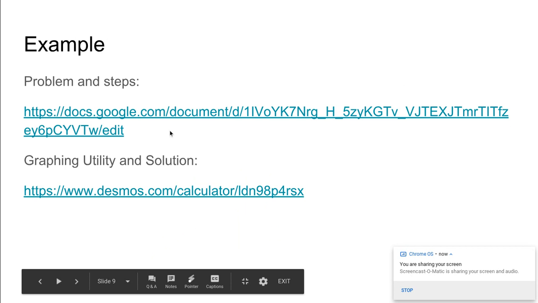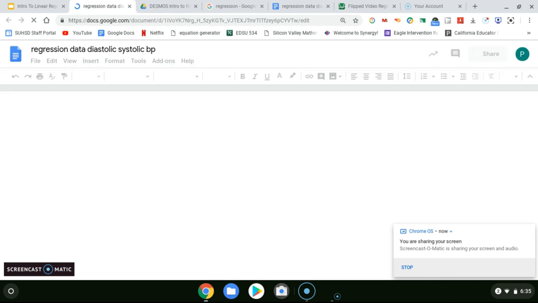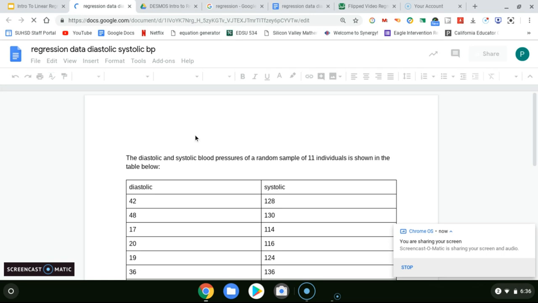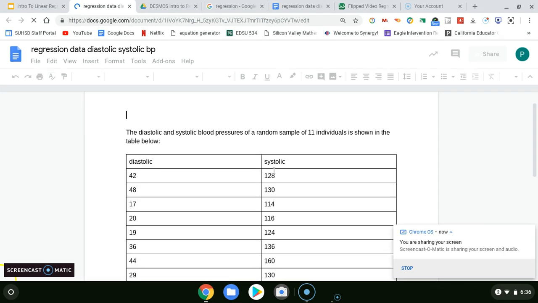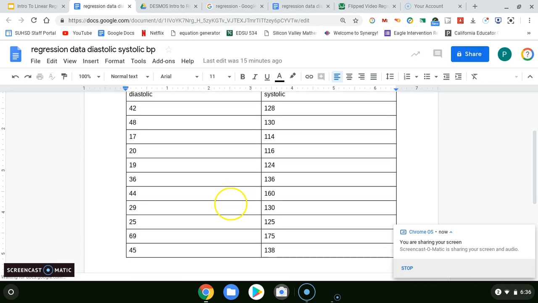So we're going to do an example. This is going to be about diastolic and systolic blood pressure. You go to the doctor, they take your blood pressure. There's two numbers, diastolic and systolic. So for example, this first one would be 42 over 128. The next person went to the doctor and got 48 over 130 and so forth. So we have 11 individuals in this table.